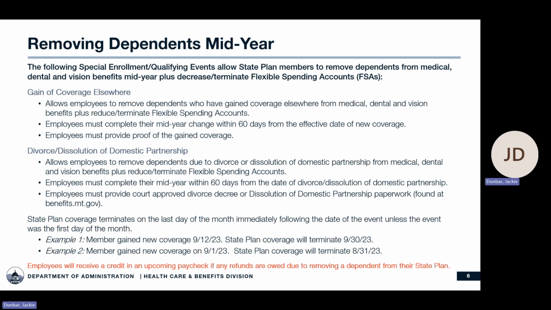Removing dependents mid-year. The following special enrollment and qualifying events allow state plan members to remove dependents from medical, dental, and vision benefits mid-year, plus decrease or terminate flexible spending accounts, or FSAs. Gain of coverage elsewhere. This allows employees to remove dependents who have gained coverage elsewhere from medical, dental, and vision benefits, plus reduce or terminate their flexible spending accounts.